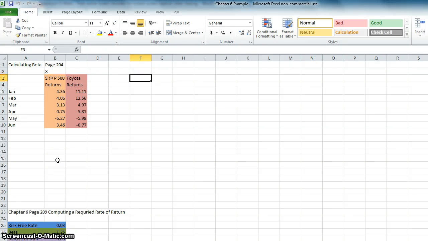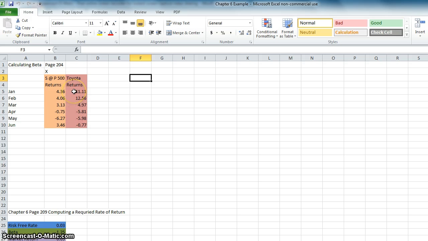Okay, I want to show you an example from the textbook, and this is on page 204. First, the idea about calculated beta. Beta looks at the risk, if you will, or the volatility of your stock's returns, in this case Toyota, relative to the market. So think of the market as the independent variable, the one that's changing. As the market changes, what happens to Toyota's returns?